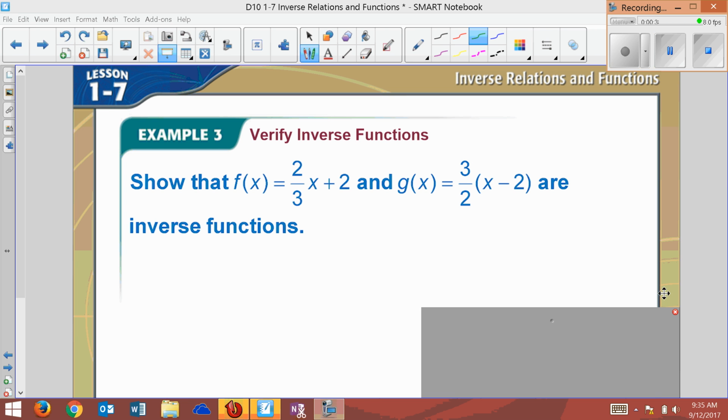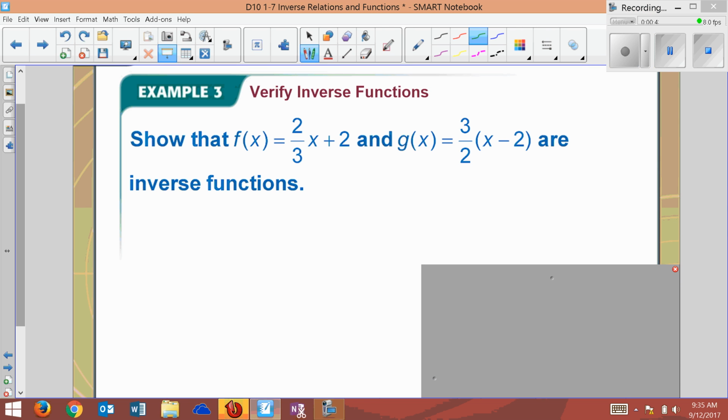Let's see. It says show that these two functions are inverse functions. So here's what we could do. I could take f of g. If I did f of g, then what I would be doing is plugging g inside of f. So I'll take my f, but instead of that x, I'm going to replace that x with g. Okay, so there's my equation.